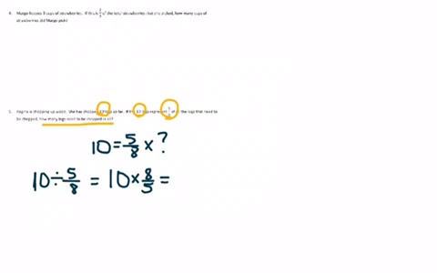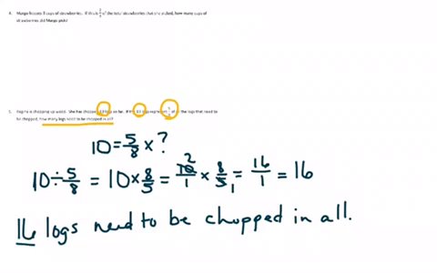Let me rewrite that so both of them are fractions. Check for common factors. In my numerators, I have a 10 and I have an 8. In my denominators, I have a 5 and a 1. So I see my 5 and a 10, and I know they have a common factor. So 5 goes into 5 one time, and 5 goes into 10 2 times. 2 times 8 is 16 over 1. So that gives me a total of 16. I did not write my target sentence, and I'm going to do it now. It reads, 16 logs need to be chopped in all.